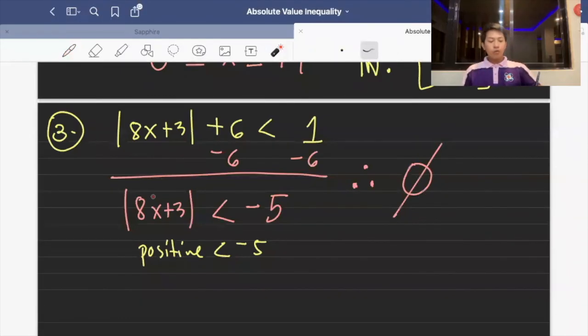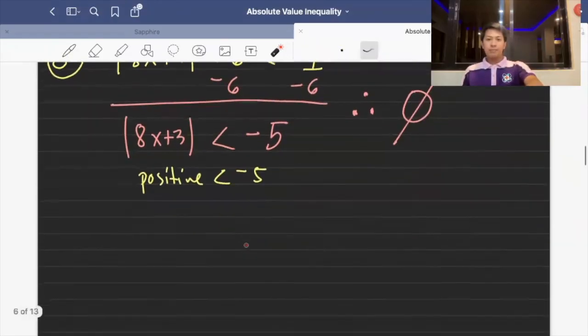There is no value of x. There is no real number that would satisfy our absolute value inequality. Okay? Empty set. So we will not graph because we have nothing to graph. It's empty, right? And then, our interval notation, we cannot write because it is an empty set. So, let's proceed to the fourth example.